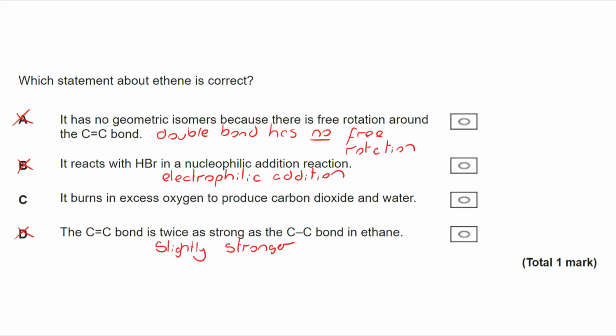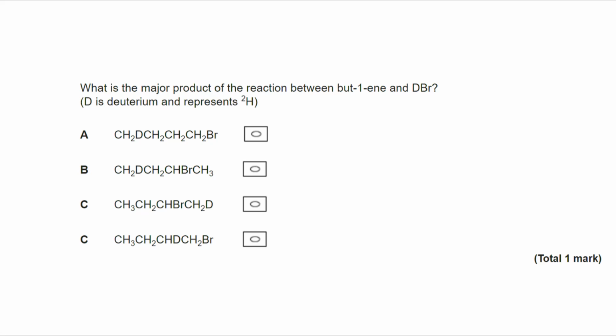So that leaves us with what you could possibly have jumped straight to as the right answer. It burns in excess oxygen and it produces carbon dioxide and water when it does so, because excess oxygen implies complete combustion. Next question.